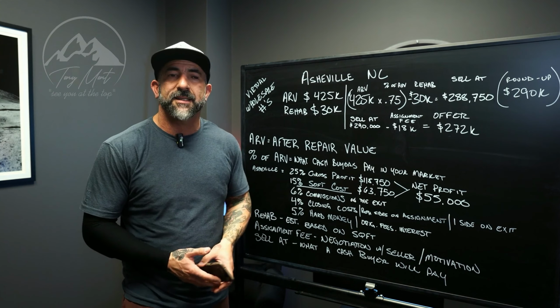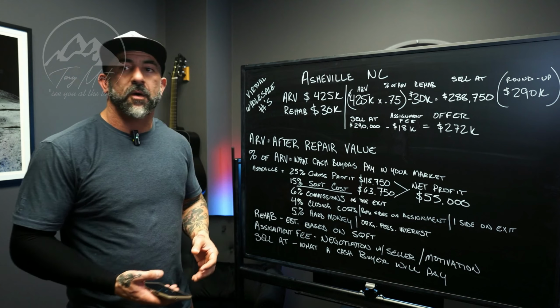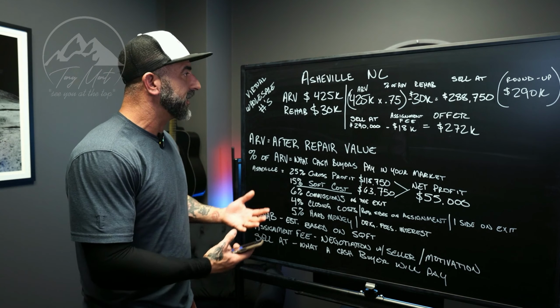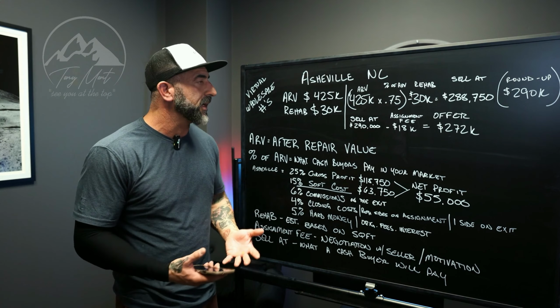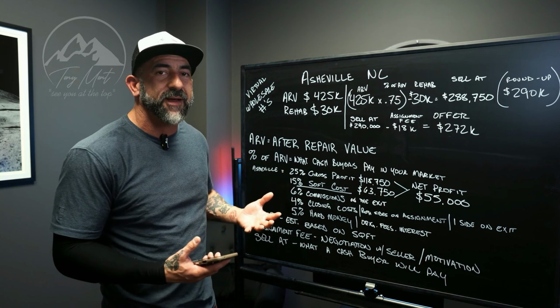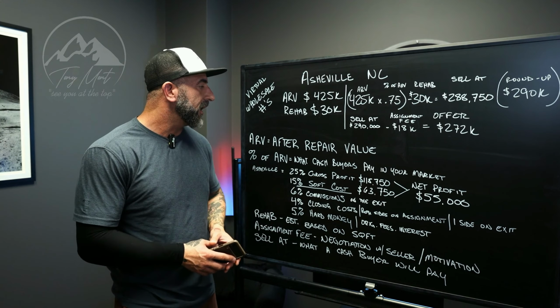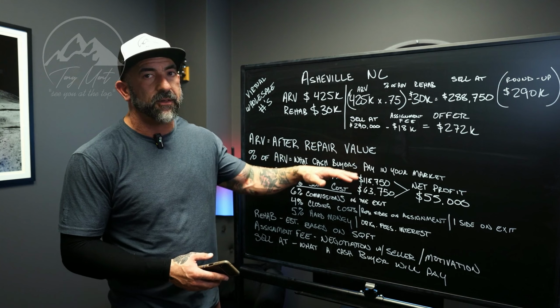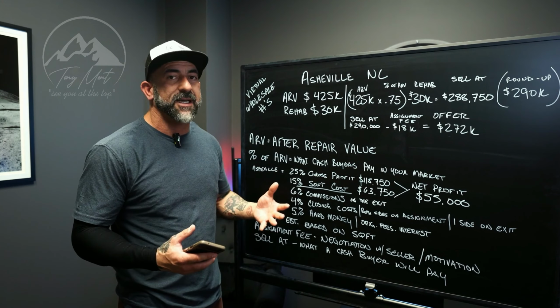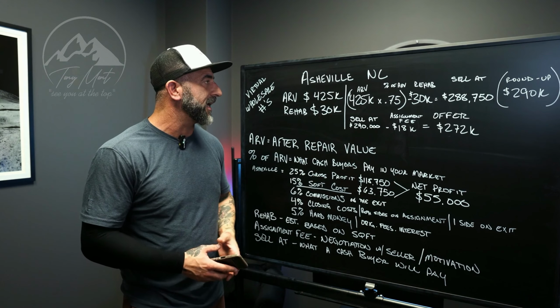Now let's go over the details of the deal. After looking at the comps in the area, the comparables in the area, we came up with a $425,000 ARV. ARV is after repair value. You're going to rehab this property to sell for the most money on the MLS.